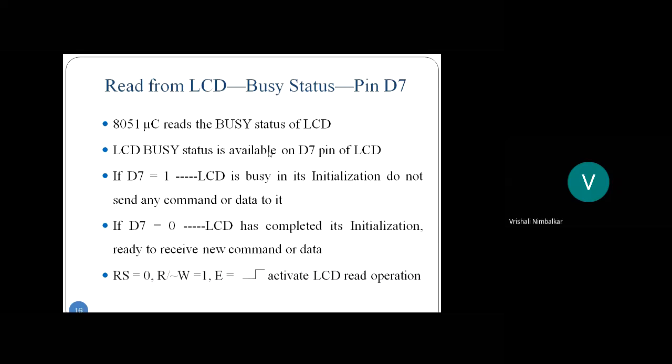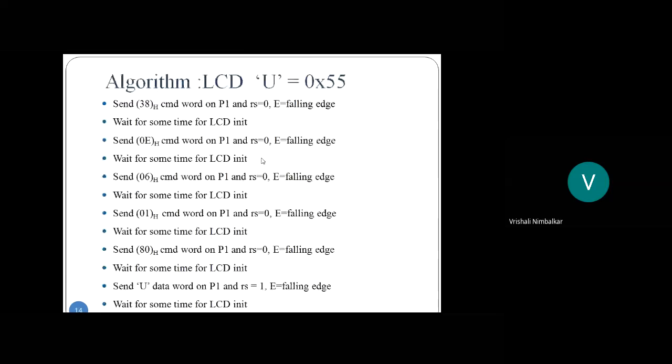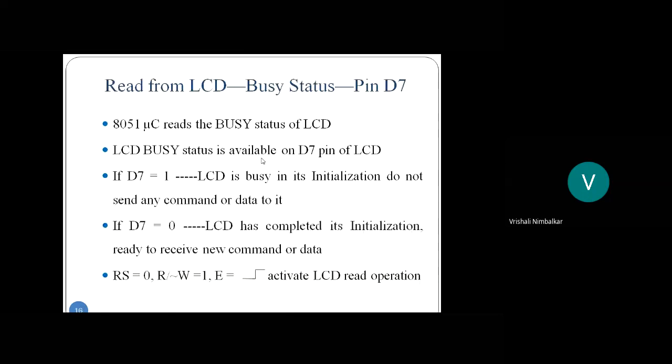We sent the 5 command words. The first command word was 38hex for 2-line display, 8 data lines and 5 cross 7 dot matrix character. The next command word was 06, automatic entry mode. The next command word was 01, clear the display, right? The next command word was 0e, display on cursor on. The next command word we sent was 80hex so that the character should be displayed on first row, first column, right?